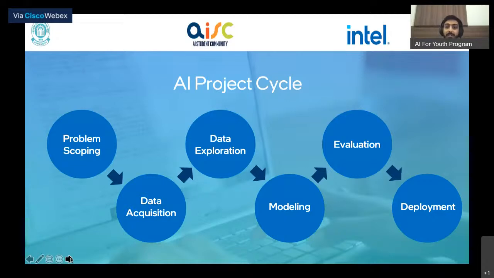Now, once you are satisfied with the performance of the model and you think that the project is ready, it's time to deploy the project. What do I mean by deployment? It means preparing your project, your model, so that people can use it in a way that they feel comfortable, maybe in the form of a website or a mobile app.